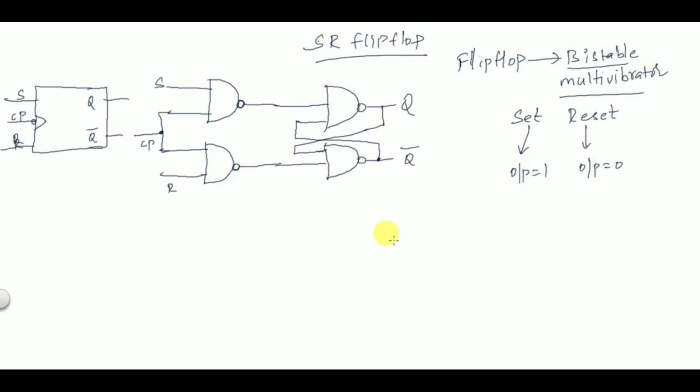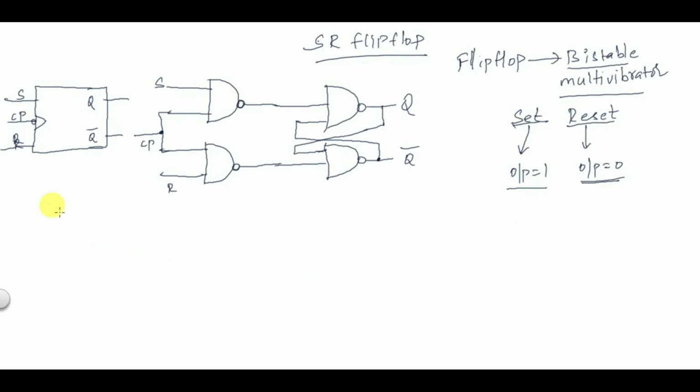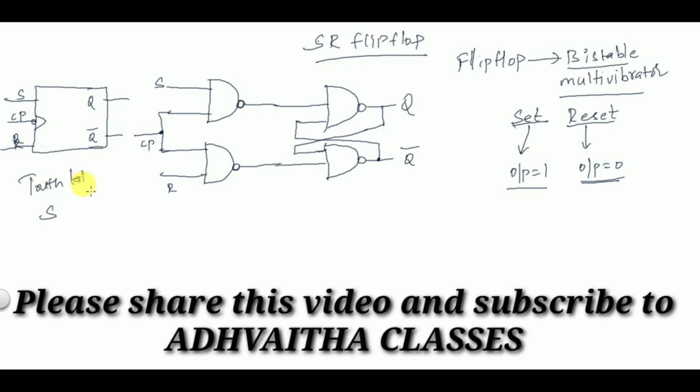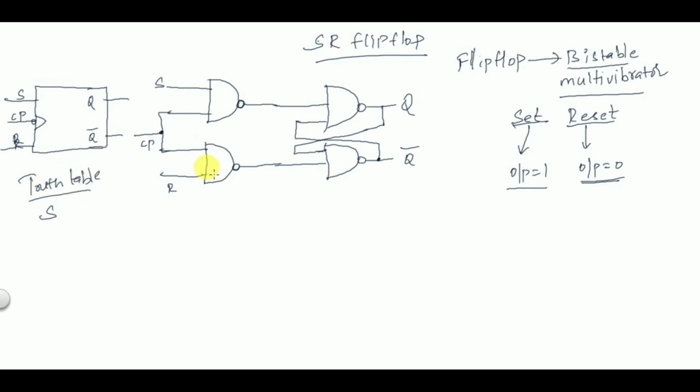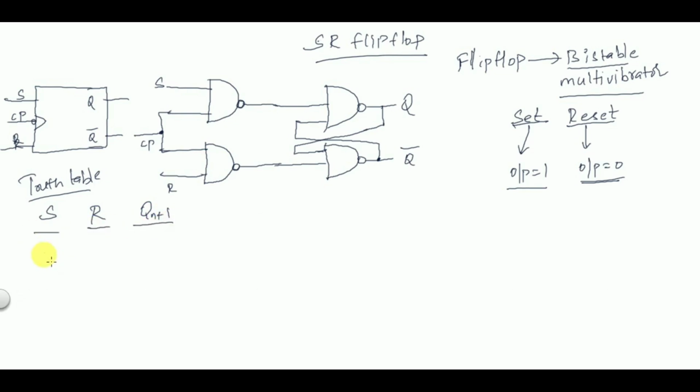So if you say the word set, you are going to make the output 1, and when you say the word reset, you are making the output 0. Okay, so I'll write the truth table here. I'm not going to prove anything because it is the revision series. So S, R and Qn plus 1. When S is equal to 0 and R is equal to 0, then Qn plus 1 is equal to Qn.